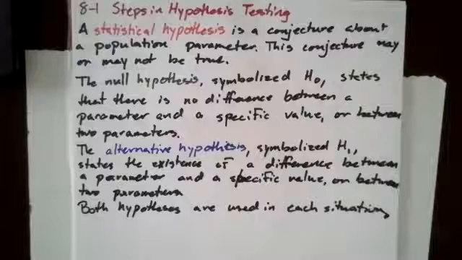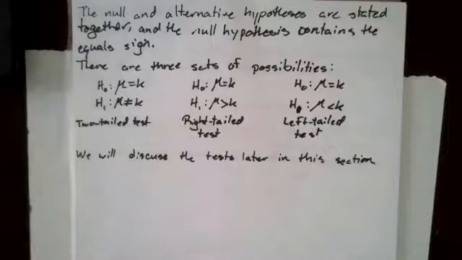two parameters. The alternative hypothesis, symbolized H1, states the existence of a difference between a parameter and a specific value, or between two parameters. Both hypotheses are used in each situation. The null and alternative hypotheses are stated together, and the null hypothesis contains the equal sign. Here are three sets of possibilities.